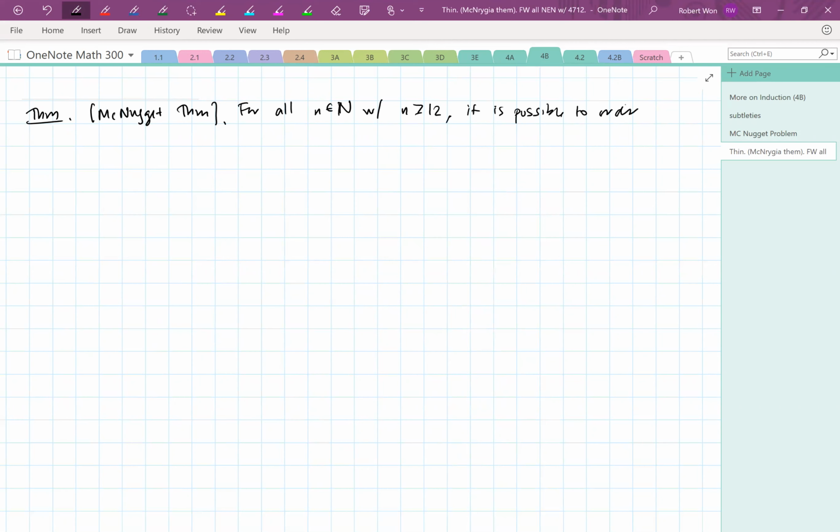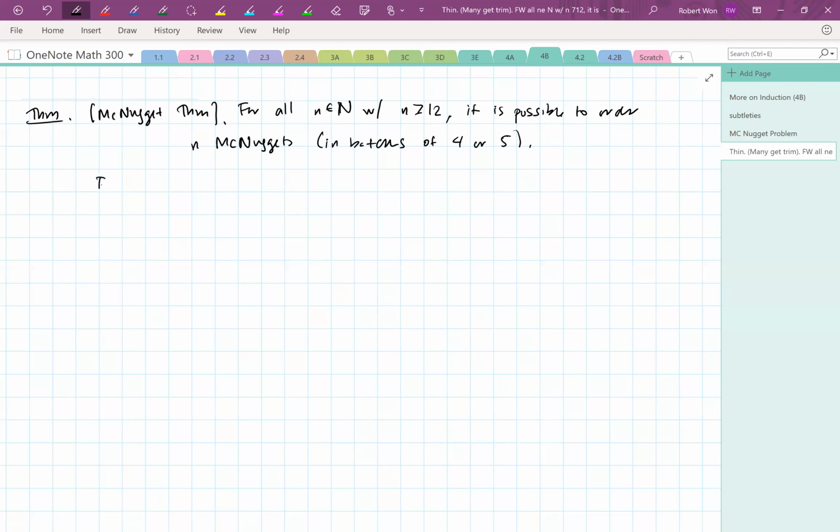Okay, so let's call this the McNugget theorem. For all natural numbers n greater than or equal to 12, it is possible to order n McNuggets in batches of 4 or 5. That was our setup for the McNugget problem.